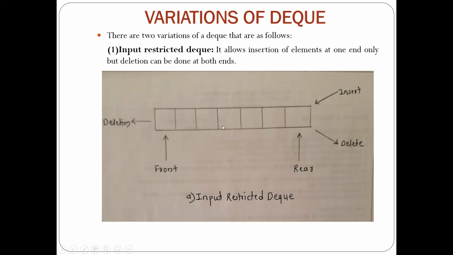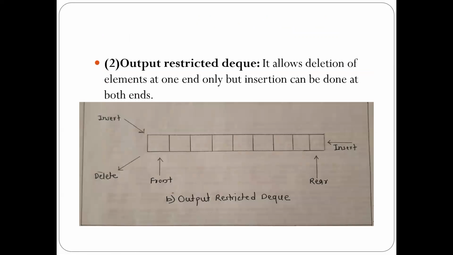On this input restricted DQ, a total of 3 operations we can implement: insert from the rear, delete from the rear, and delete from the front. Operations are exactly similar to the double-ended queue.